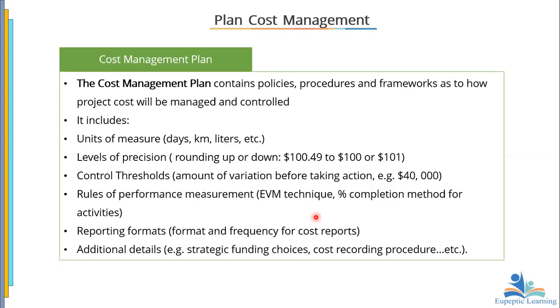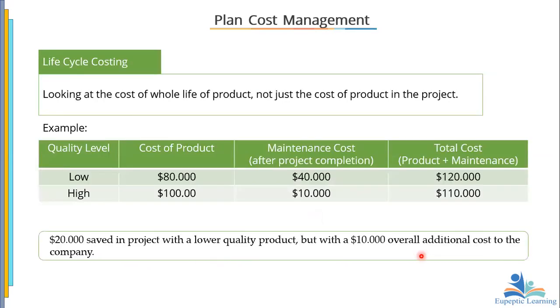Then additional details like strategic funding choices. There are some cases where maybe we would have to look elsewhere for money. Okay, we would have to look at that. That when it becomes critical, we would have to fall on such and such for money. Then cost recording procedure. How are we going to record and all that? All these things are part, so let's take note of that.